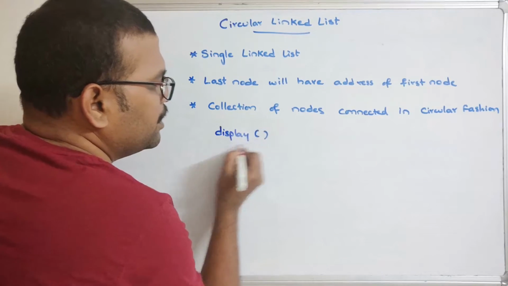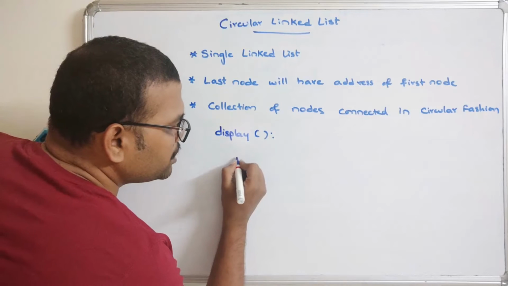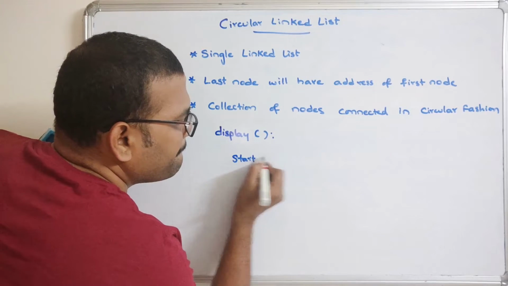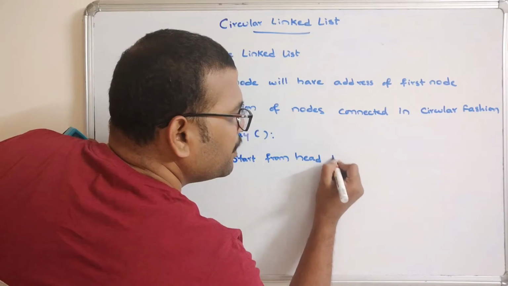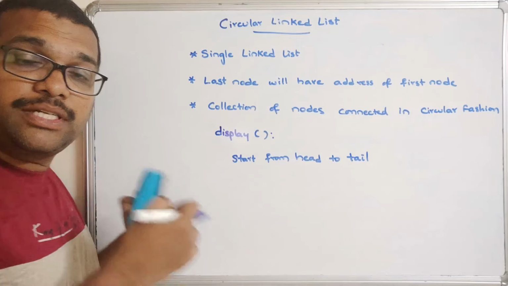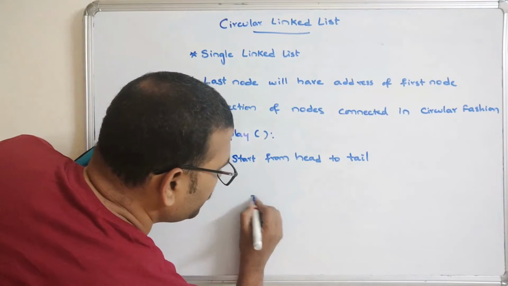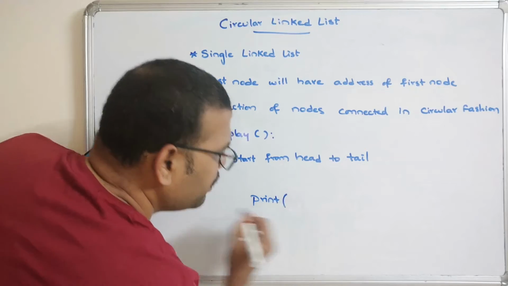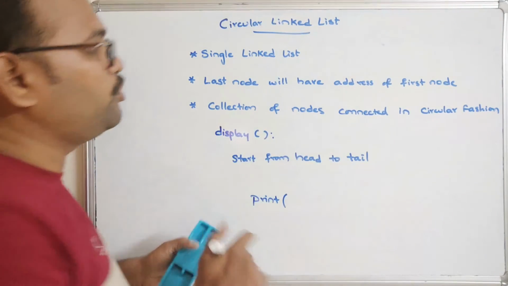So the display function. In this display function, what do we have to do? We have to start from head to tail. We need to start displaying the data from head to tail. So in order to display the data, what do we have to do? Print. Here, head should not be moved.